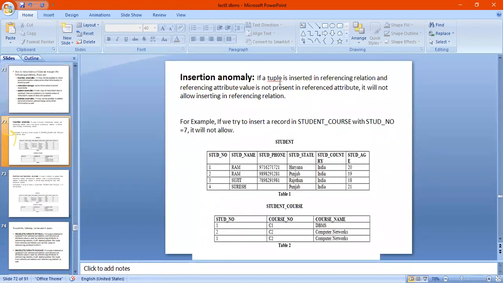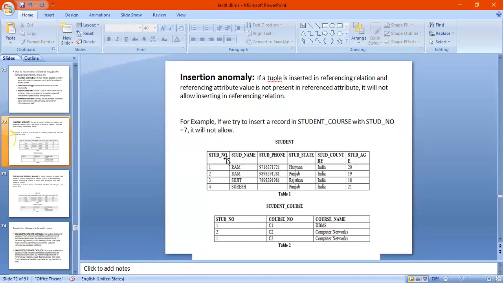Insertion anomalies: if a tuple is inserted in the referencing relation and the referencing attribute value is not present in the referenced attribute, it will not allow inserting in the referencing relation. For example, if we try to insert a record in student course with student number 7, it will not allow.